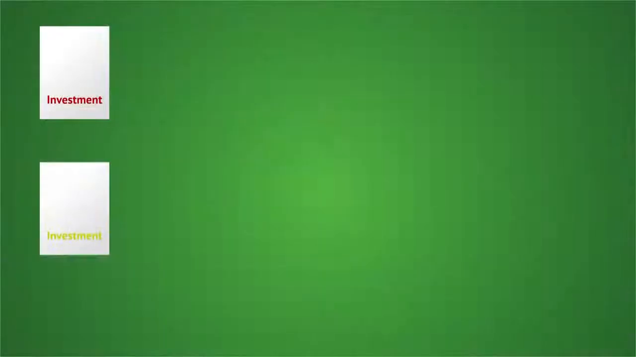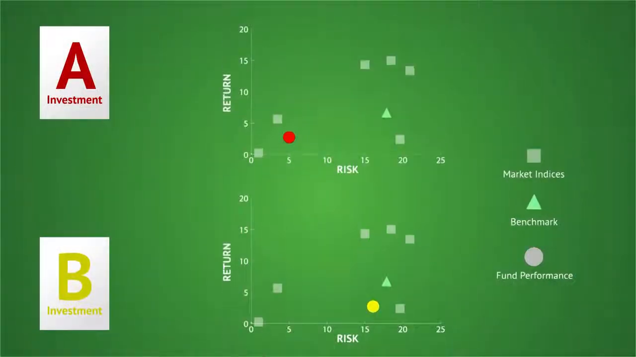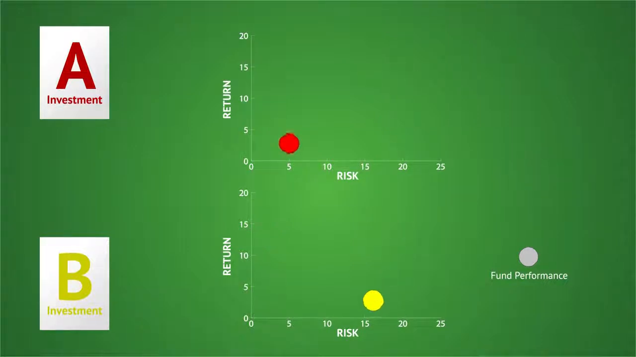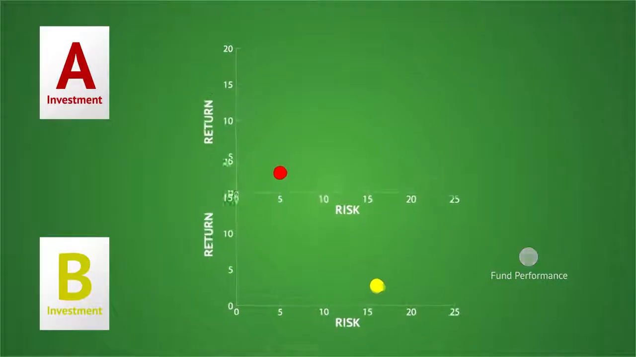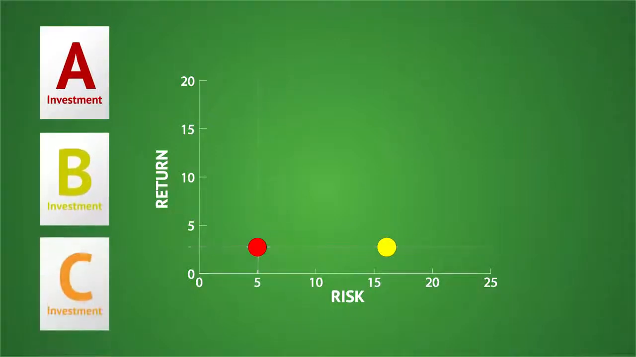Let's consider two investments, A and B, by looking at their respective scattergrams. We'll remove the market indices and the benchmarks to look specifically at the investment's performances. We can see that, although they both earn the same rate of return, investment A earned that return with a lot less volatility. Let's add in investment C, which exhibited the same degree of volatility as investment B, meaning its standard deviation is the same, but earned a higher rate of return.